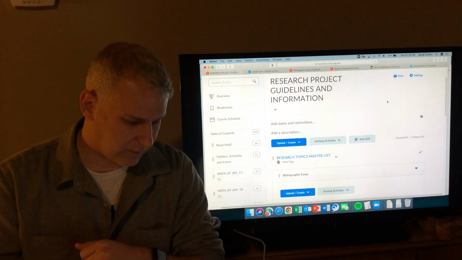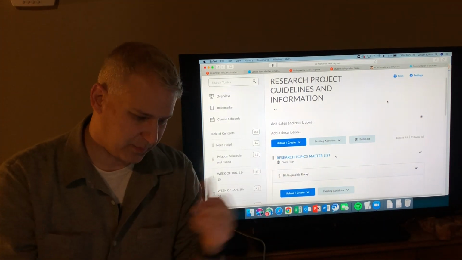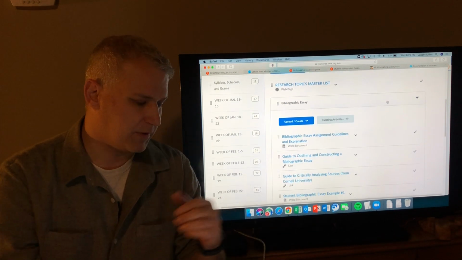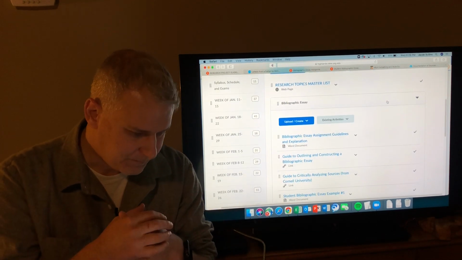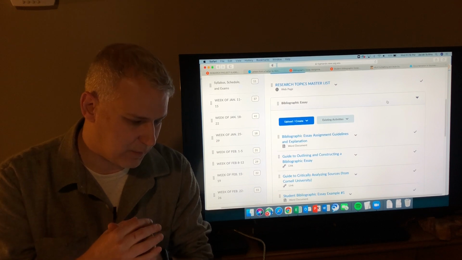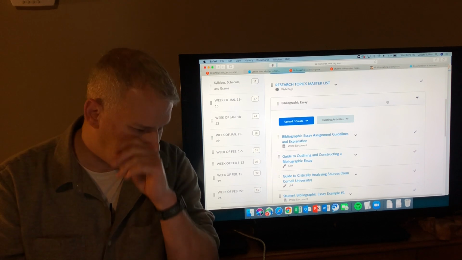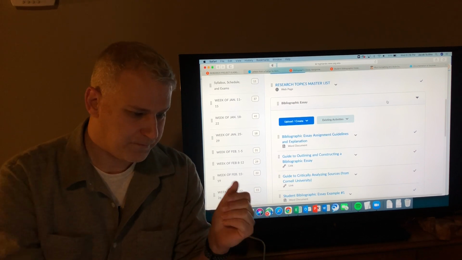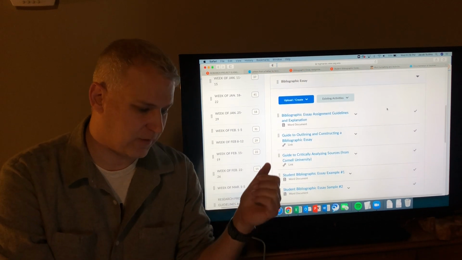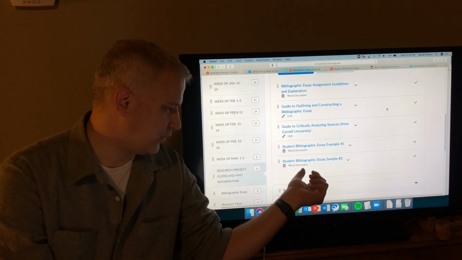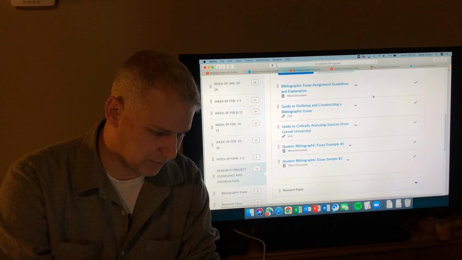So what I'd like to do is, once you've got your topic picked, I want to walk you through some of the instructions that are in D2L, but I also want to tell you on a very basic level what I'm going to be looking for and grading for. And for that, I want to first jump to the student bibliographic essay. I'm going to go to student bibliographic essay sample number 2.